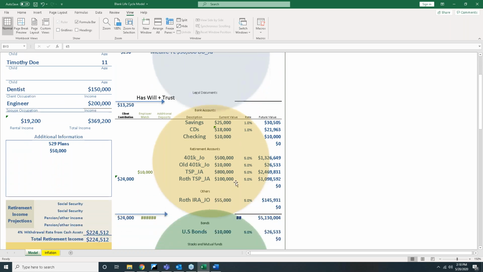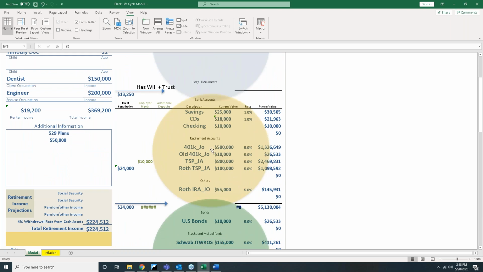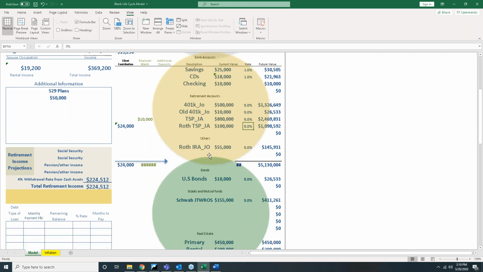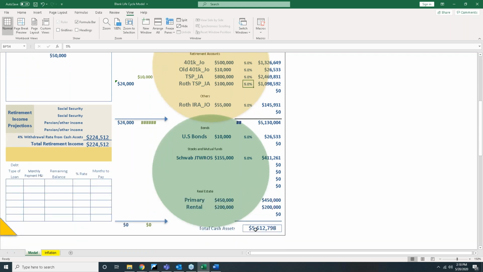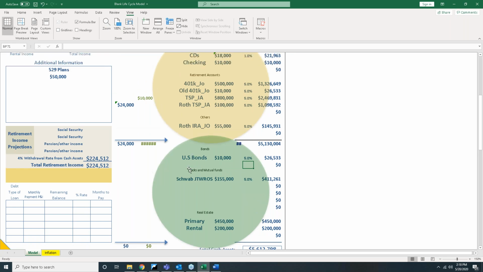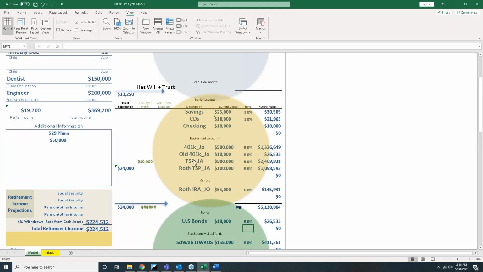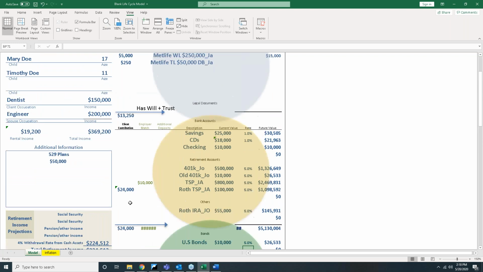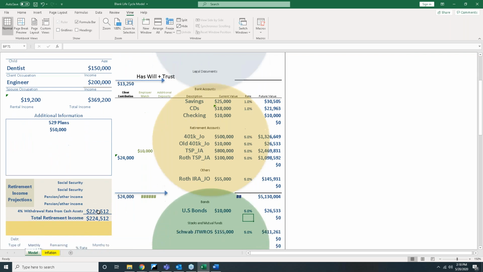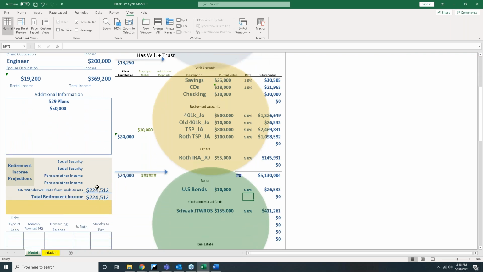So we'll see here, the negatives are gone. We have accurate projections of a 5% increase in growth rate over 20 years. If we scroll down here, you'll see that the total cash assets has become an accurate number based on all of the information that we have inputted. Now that we've covered the circles, we're going to head over to the retirement income projections, which is right here in this little yellow box.